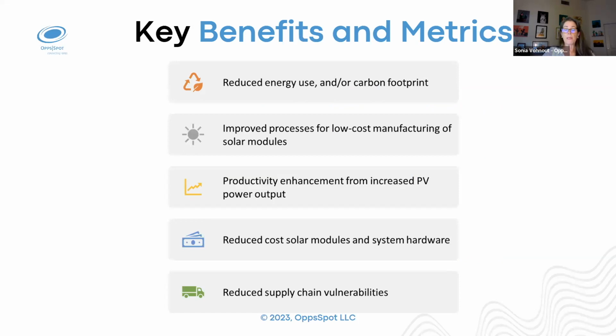The key benefits and metrics that I was able to summarize through the solicitation and the announcement are that they're focusing on reducing energy use and the carbon footprint. We want to improve the process for low-cost manufacturing of solar modules domestically, and to increase the productivity of PV power output, reduce the cost of solar modules and the system hardware, and reduce the supply chain vulnerabilities.